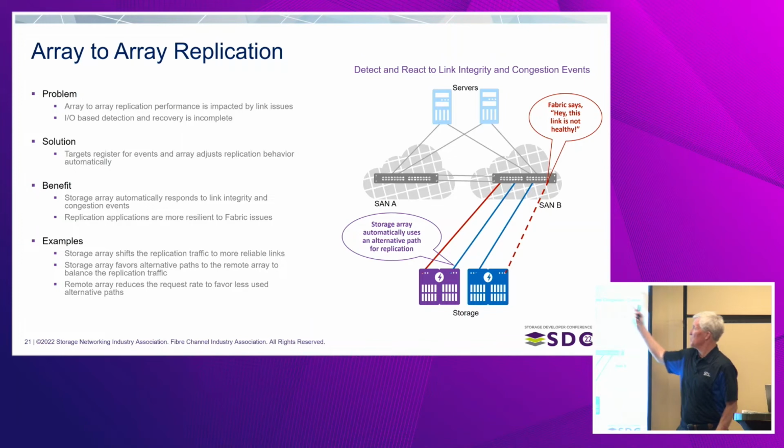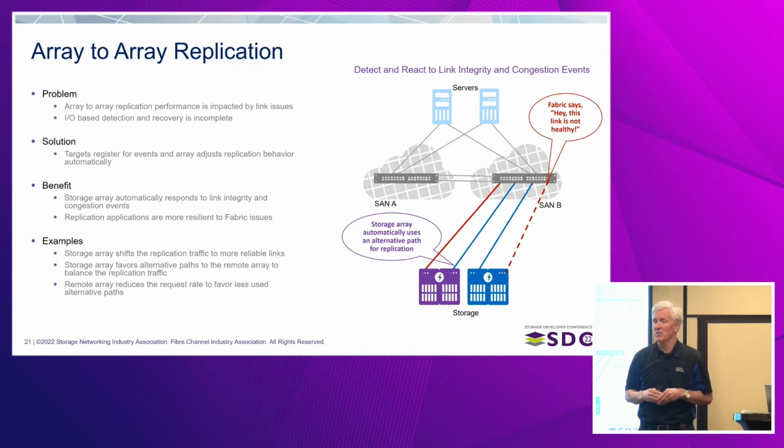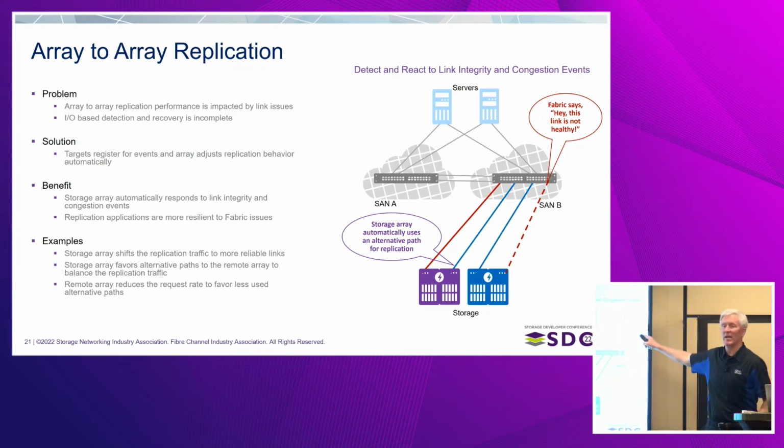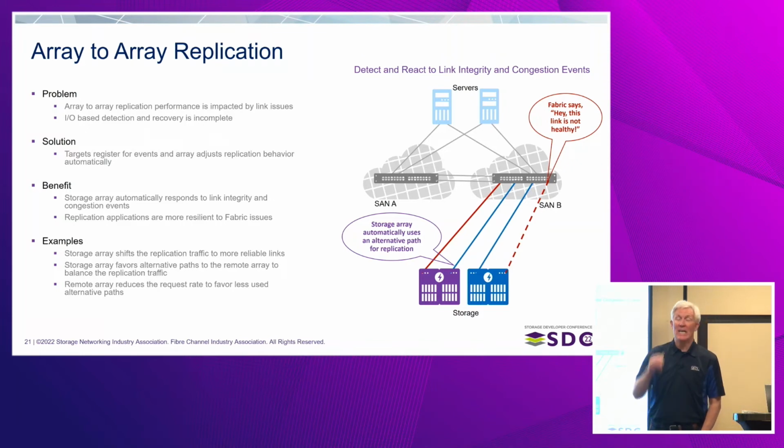The same issues that we have with link integrity can be managed in array-to-array replication, so that when you have multiple paths for the storage device, and they know that one of those particular paths is not good, via the fabric notification the target can say, I'm not going to use that path because I've got plenty of other paths. So the array-to-array migration kind of stuff can happen much more efficiently in the face of errors.